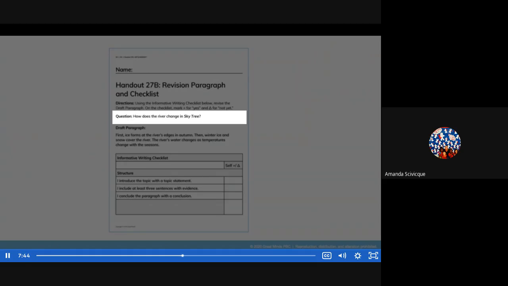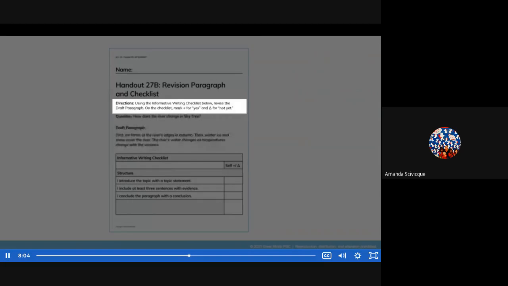How does the river change in Skytree? Read the draft paragraph to yourself, and then we'll take a look at the directions to see what's next. Pause here to read the draft paragraph, and then just hit play when you're ready to continue.